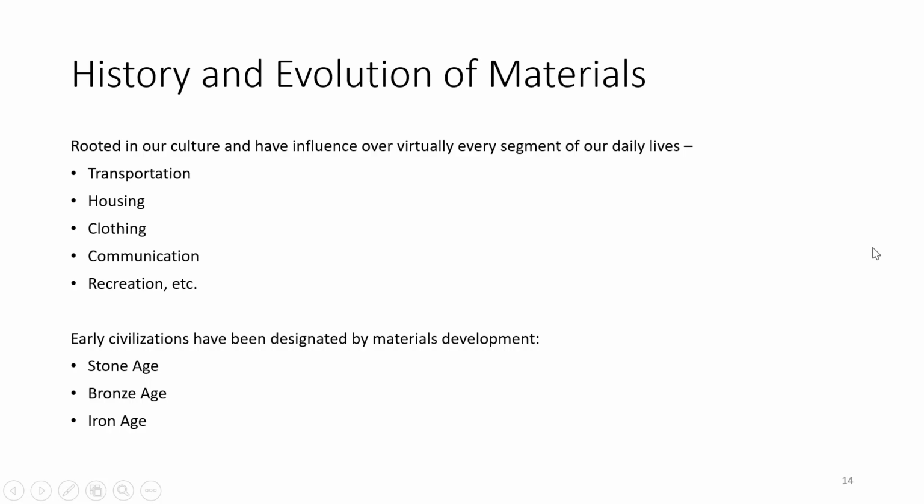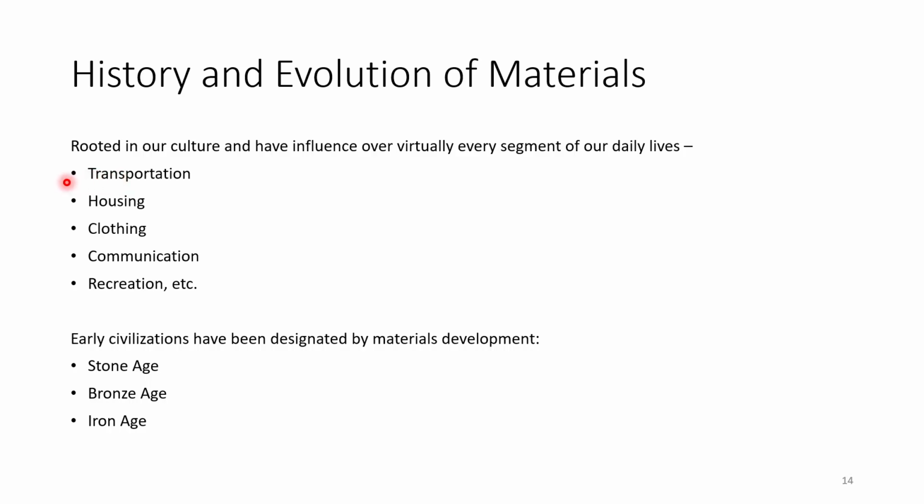So firstly, history and evolution of materials. So materials are rooted in our culture and they have influence over virtually every segment of our daily lives. For example, in transportation, housing, so we are using trains, cars and bikes.